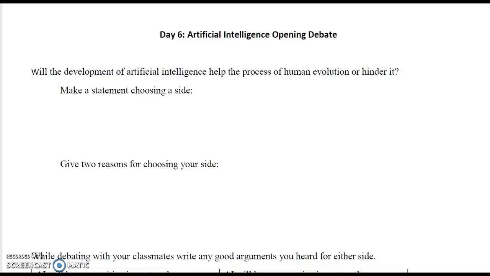At this point of the lesson, the students should have a very good idea of how humans have evolved through natural selection, and they should have a good idea about what artificial intelligence is. So now we're going to start a debate protocol. The first thing the students are going to do is take a stance. They're going to choose whether the development of artificial intelligence will help the process of human evolution or hinder it. They're going to make a claim, and they're going to give two reasons for making that claim.